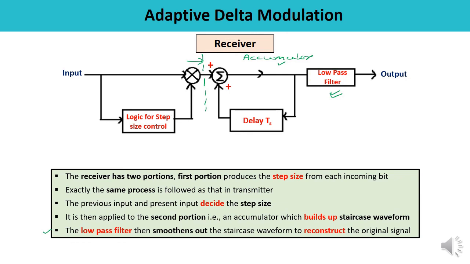And you must remember the advantages. See, the advantages are that the signal to noise ratio is better in comparison to the ordinary delta modulation, and here a variable step size exists, so the dynamic range is wider. At the same time, bandwidth utilization is better in comparison to the delta modulation.